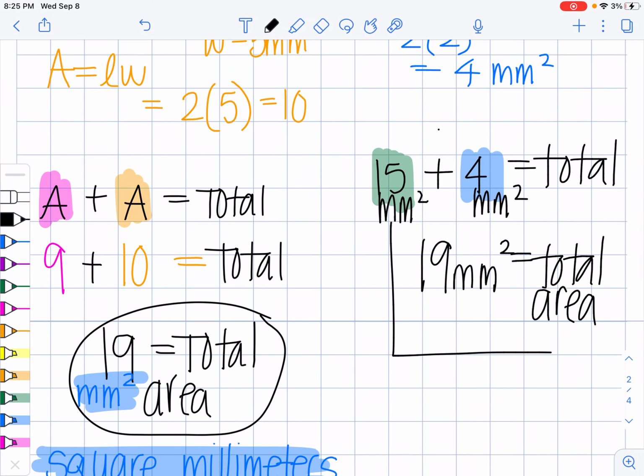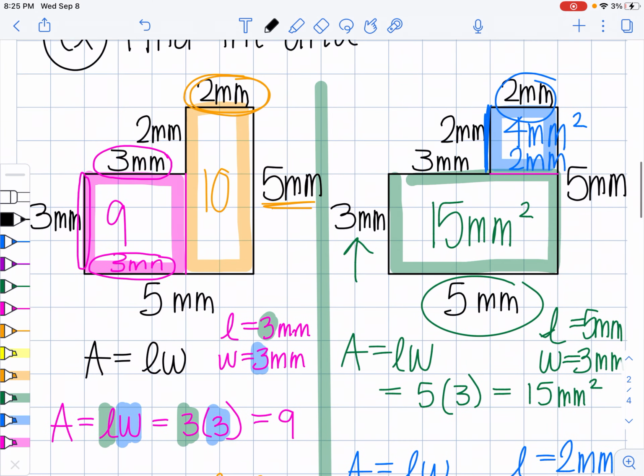Notice I get the same answer for both, depending on which way I do it. So no matter how I split up my shape, my composite figure, I will end up with the same answer.